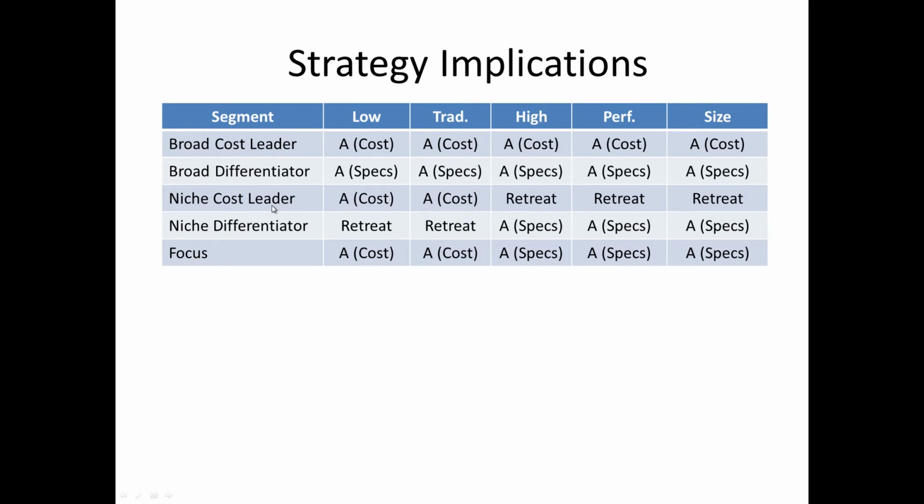If I'm niche, and I'm a niche cost leader, then I'm going to attack low and traditional. But I am going to retreat out of high performance and size because they're not a good match for the cost leadership strategy. If I'm a niche differentiator, I'll retreat out of low and traditional, but I'm going to attack high performance and size. And if I'm focused, then I'm going to attack low and traditional on the basis of cost.